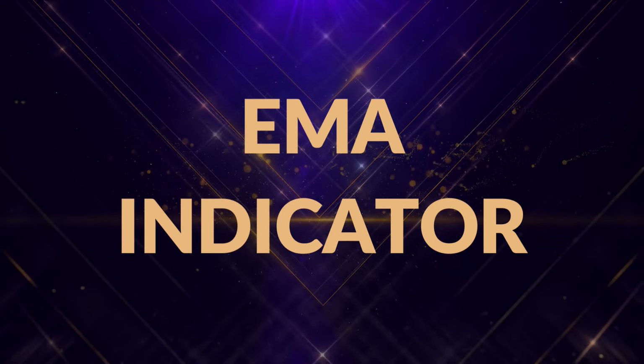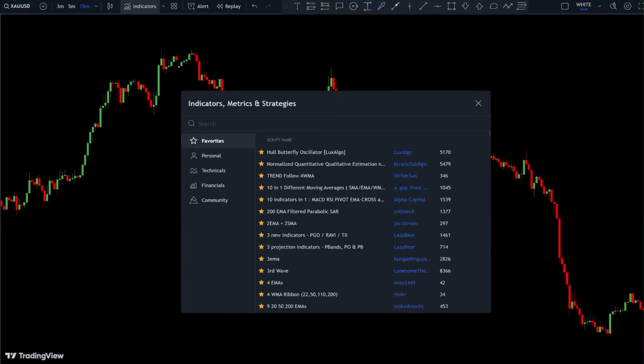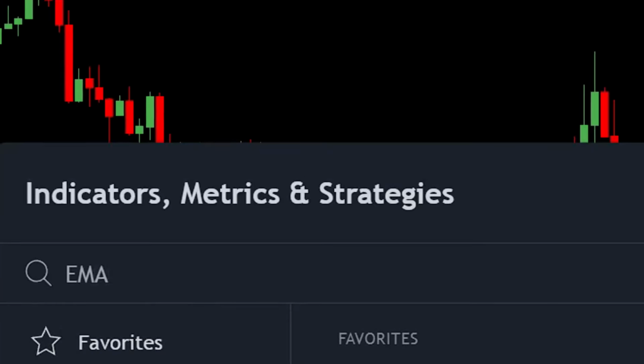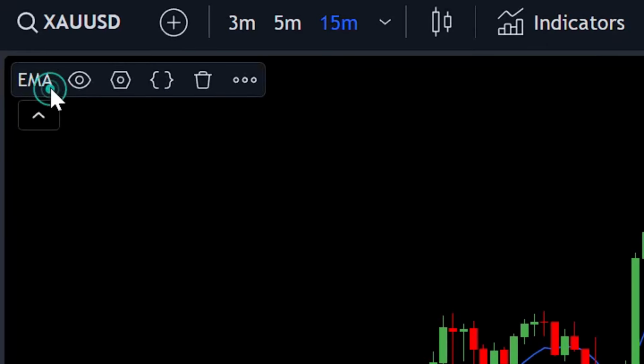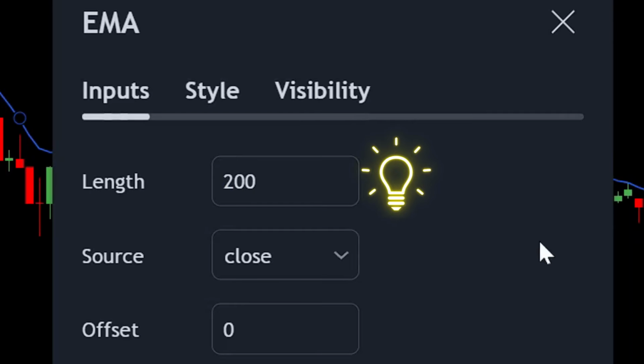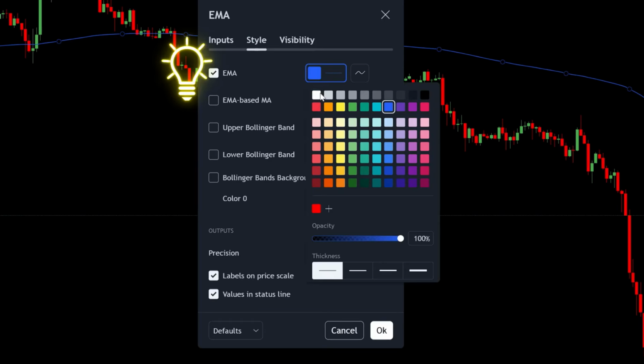Add the EMA indicator to your chart from the indicator section. Increase the EMA length to get a better understanding of the long-term trend. Try setting it to 200 and make the line more visible on the chart. This is a simple way to determine the trend's direction.